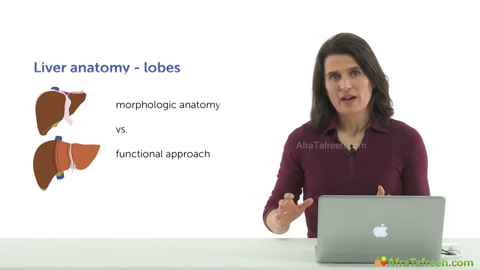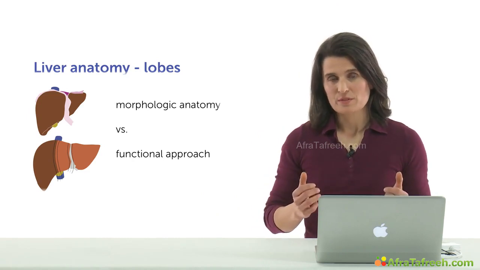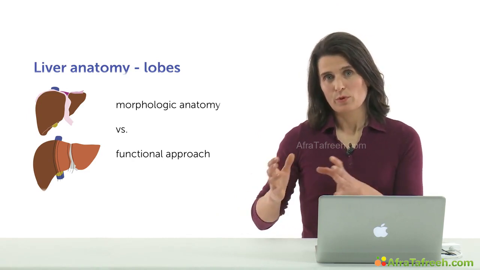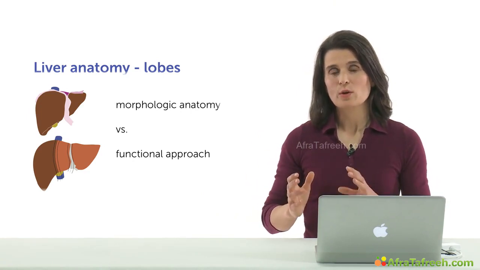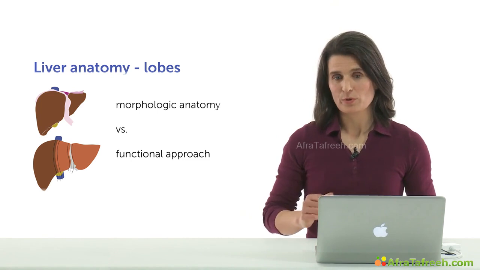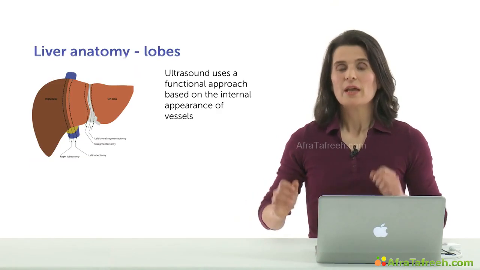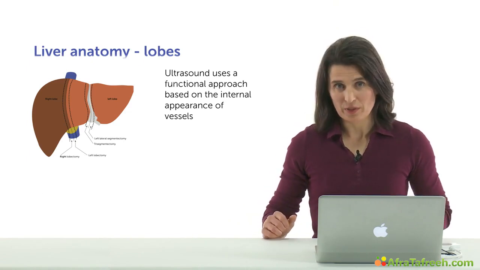Before we proceed to the liver veins, we want to take a look at the classification of the liver lobes. We divide the liver in 2 lobes, a left one and a right one. There are different approaches to this division. A more morphological, anatomical one, and a more functional one, which is orientating on the appearance of the vessels. For surgery, for example, a functional approach is more useful. In ultrasound, we also use a functional approach based on the internal appearance of the vessels. And we divide the liver in lobes and segments.